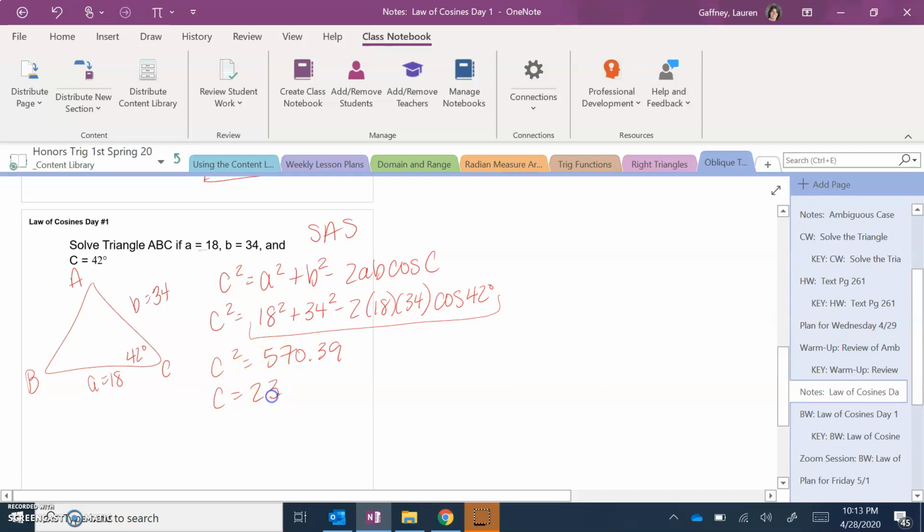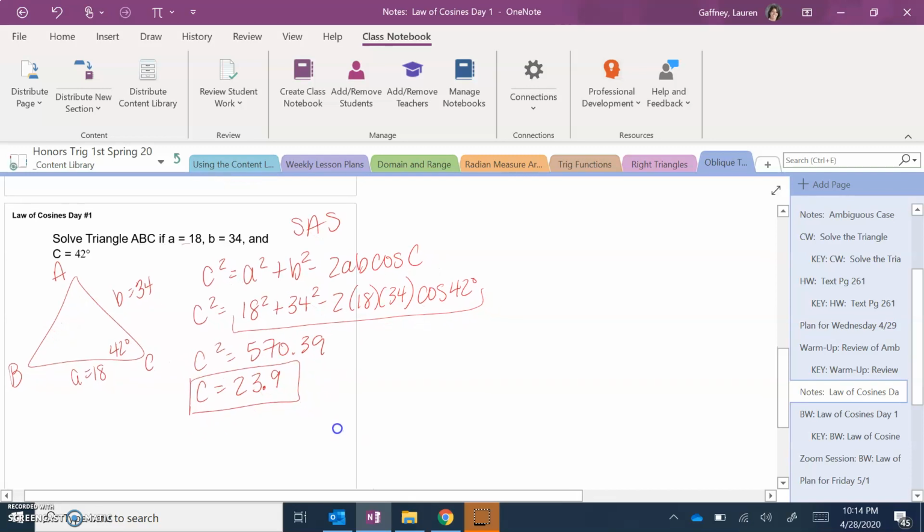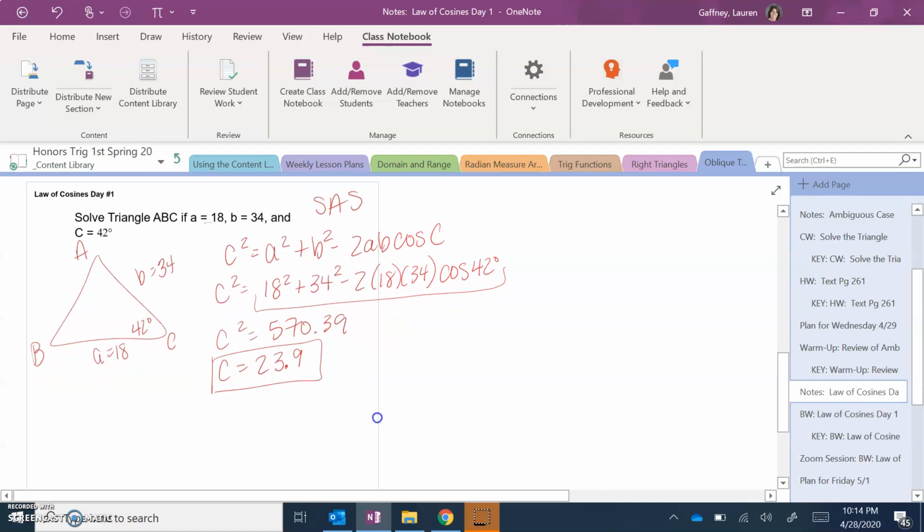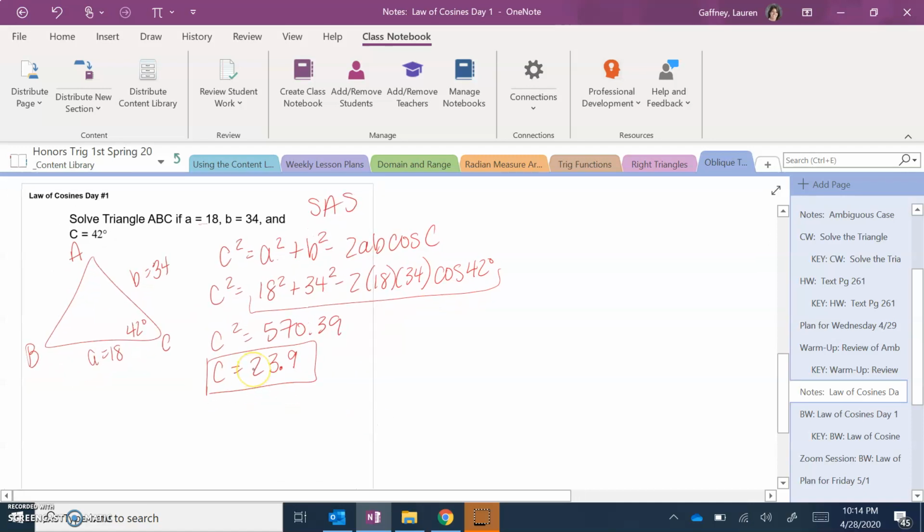Maybe just type that in to make sure that you get the same thing. So 23.88, so I'll just do 23.9. Okay, so to fully solve a triangle, I need all sides and all angles. So once I have a side and angle, now I can use the law of sines.